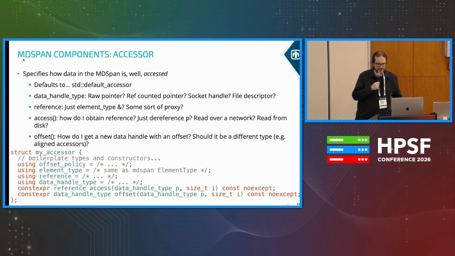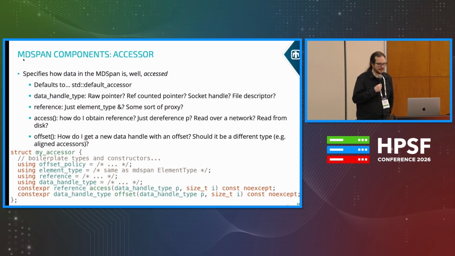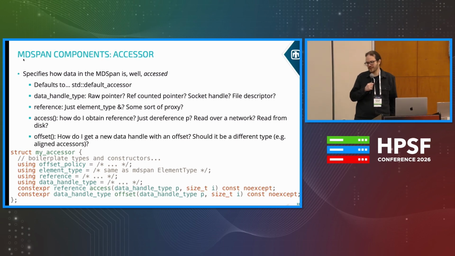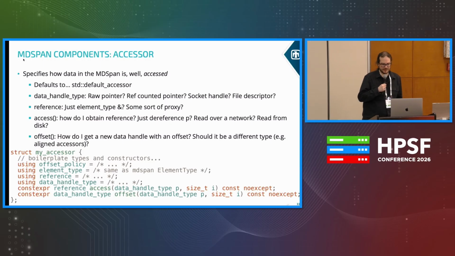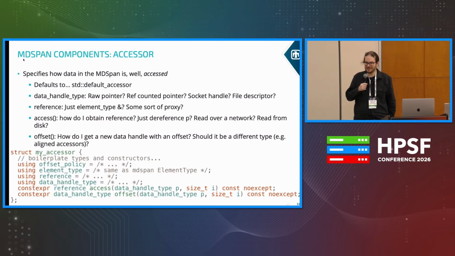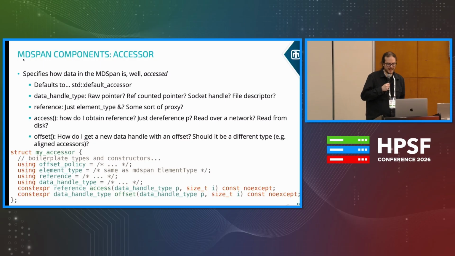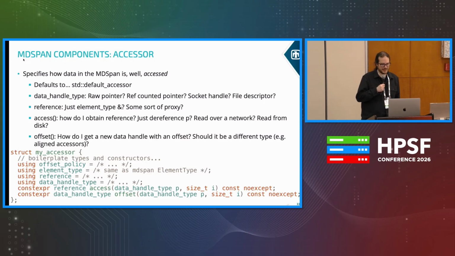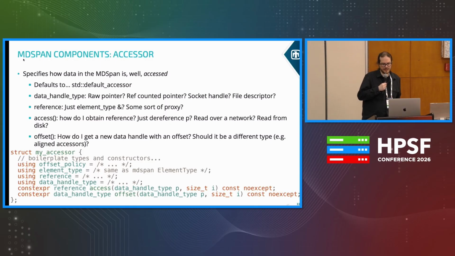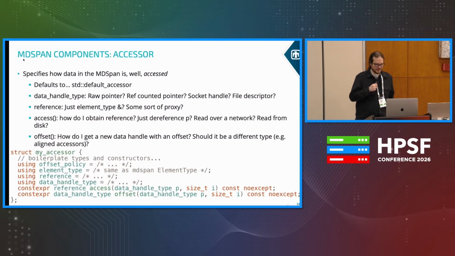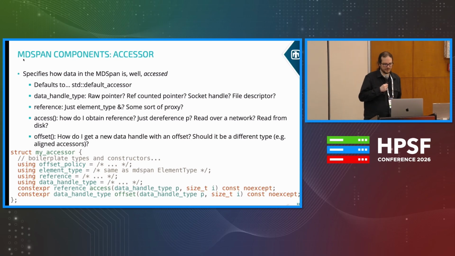The final component of the mdspan is the accessor. The accessor specifies how, whenever you're trying to access an element inside of the mdspan, that is actually done. This is the default accessor, so most of the time you don't have to worry about it, but this really gives a lot of power if you're trying to do something particularly interesting with the mdspan. It has a few different type aliases inside of it, and then a couple of different functions that are useful to customize.